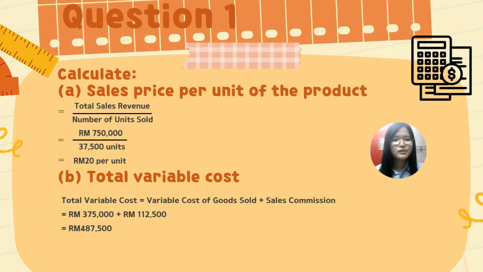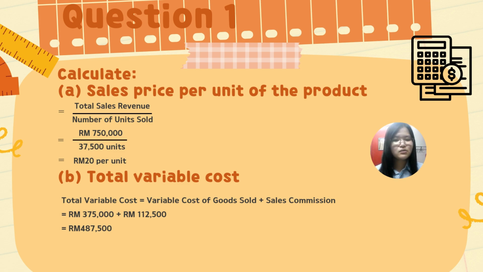Question 1A. Calculate sales price per unit of the product. To get the selling price per unit, we divide total sales revenue by the number of units sold. RM750,000 divided by 37,500 units equals RM20 per unit.